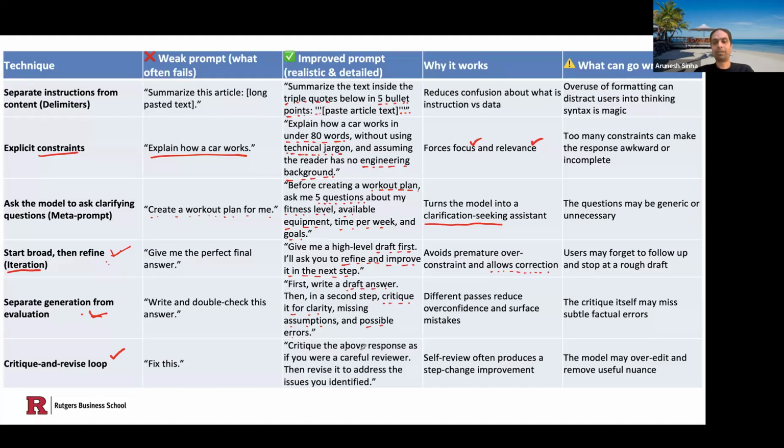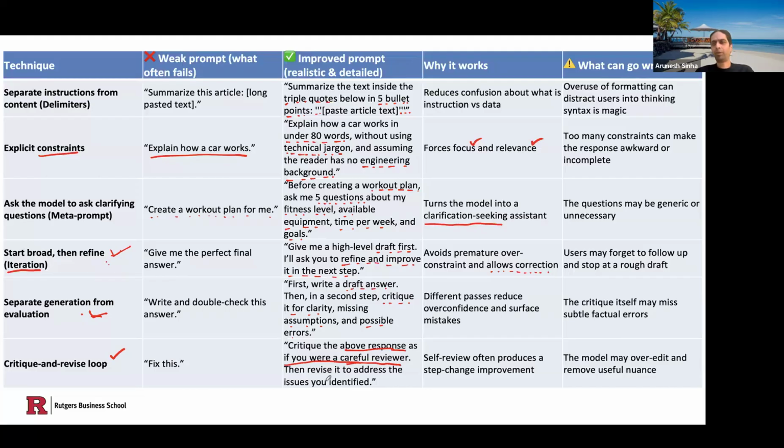Critique the above response as if you were a careful reviewer. This is where you ask the LLM to critique its own response. Here again, note the use of a persona. This phrase, as if you were a careful reviewer, is giving a role to the LLM. So you gave it the role of a careful reviewer, and it critiqued this.